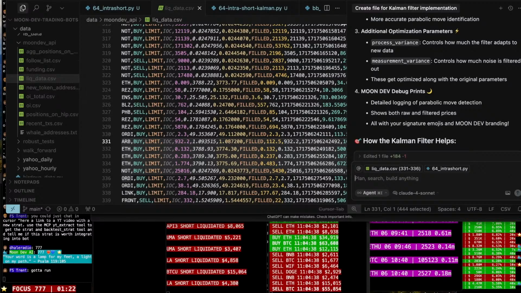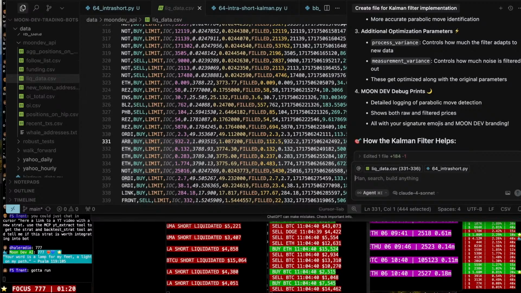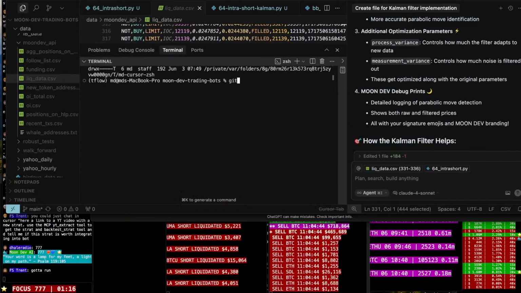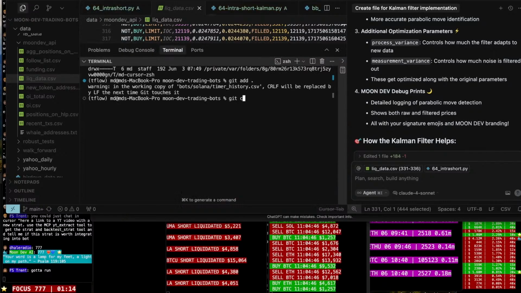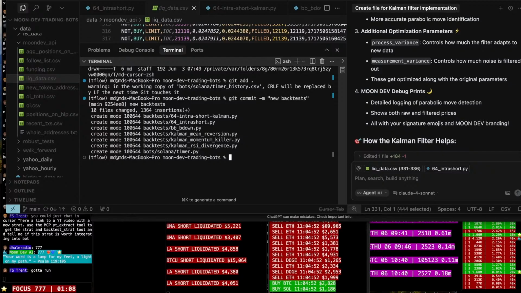Let's go ahead and add this to GitHub. Intraday, okay. New terminal. Git add dot, git commit, new backtest. So intraday BB, okay.